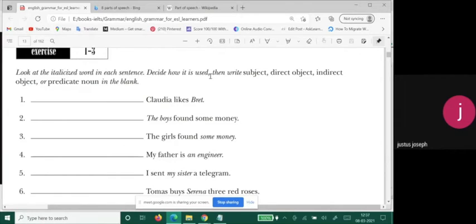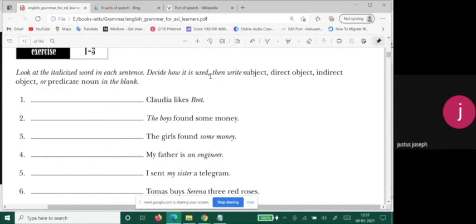Now just tell me which one is the italicized ones. The boys, that is the subject. Some money is the direct object. Which object? Direct object. My father is an engineer. Predicate noun. How did you understand?